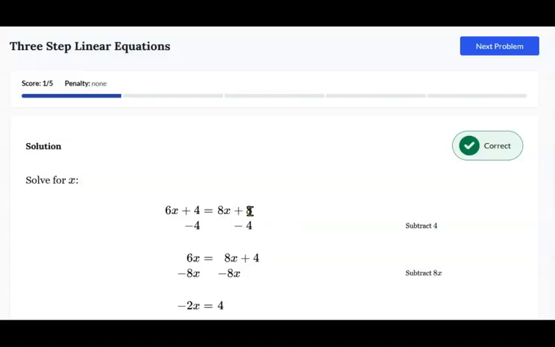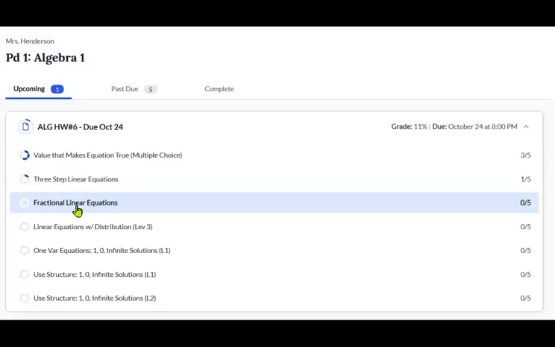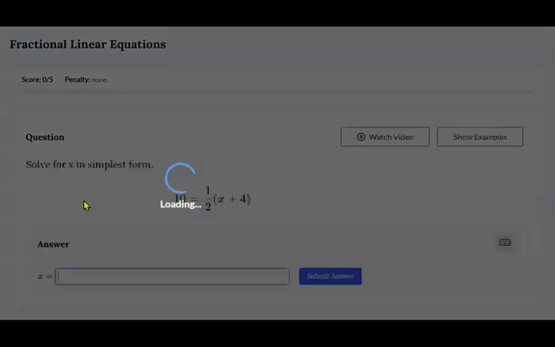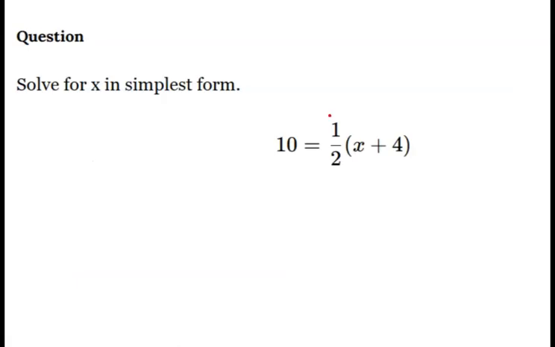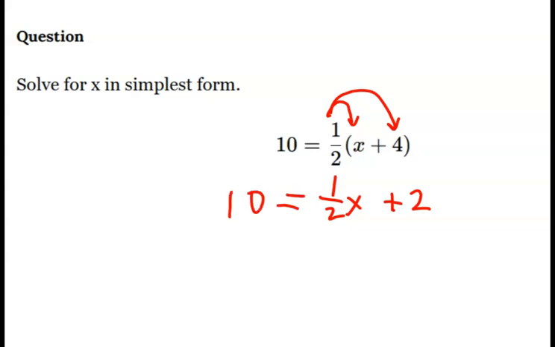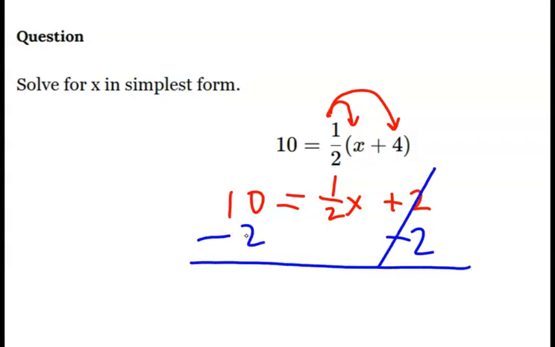Let's take a look at the next section, fractional linear equations. In these examples, you'll have a fractional coefficient that needs to be distributed to every term inside the parentheses. So we're going to multiply 1/2 times x and 1/2 times 4, leaving the equal sign and the 10 where they are. Now on my right-hand side, I have two unlike terms. And on my left-hand side, I have a constant. So I want this positive 2 to subtract from both sides so that my constants can be combined.